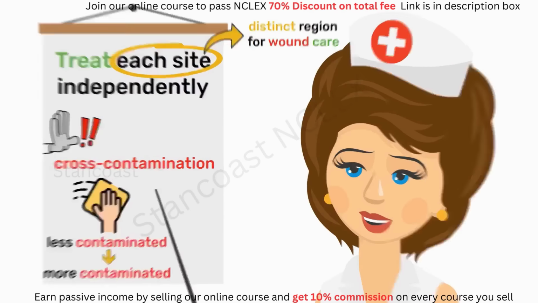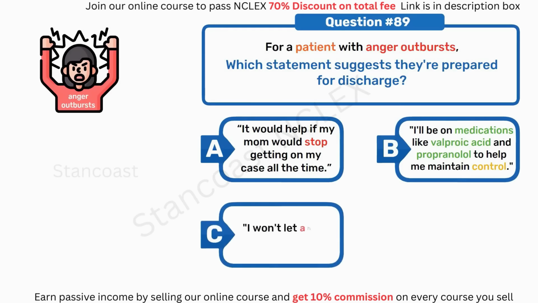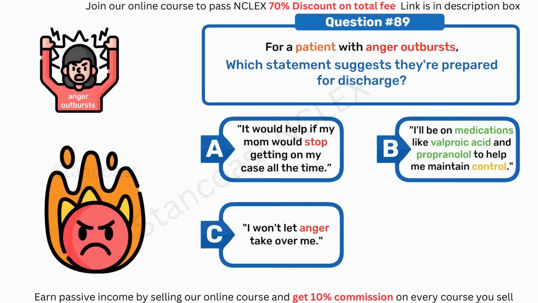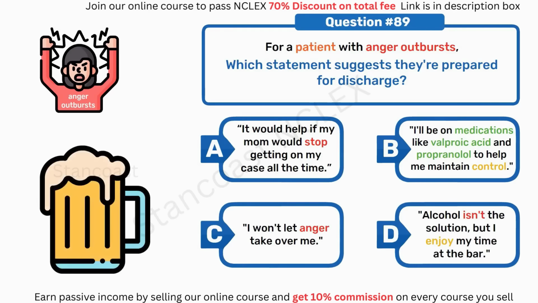For a patient with anger outbursts, which statement suggests they're prepared for discharge? A. It would help if my mom would stop getting on my case all the time. B. I'll be on medications like valproic acid and propranolol to help me maintain control. C. I won't let anger take over me. D. Alcohol isn't the solution, but I enjoy my time at the bar.